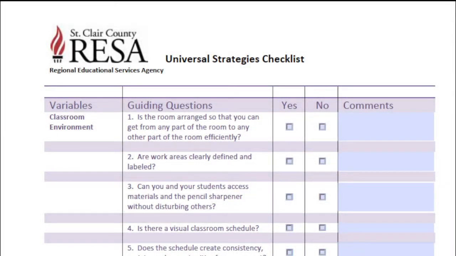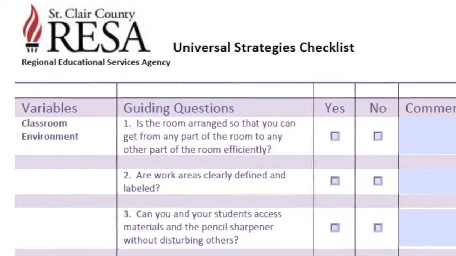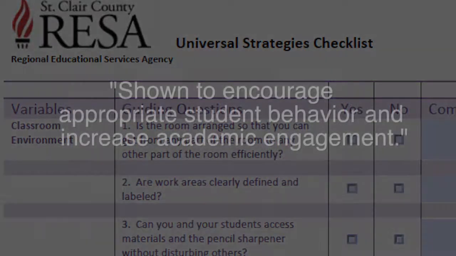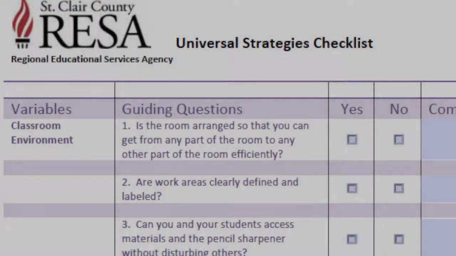You will notice that the checklist is divided into 5 columns: specific variables, guiding questions, a yes and no box, and comments. Let's look at the first variable, which is classroom environment. The guiding questions will help you determine how well your classroom environment utilizes evidence-based strategies that have been shown to encourage appropriate student behavior and increase academic engagement. These guiding questions are intended to increase your awareness of environmental variables.